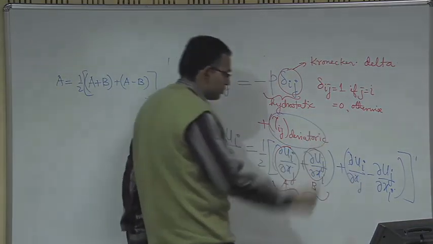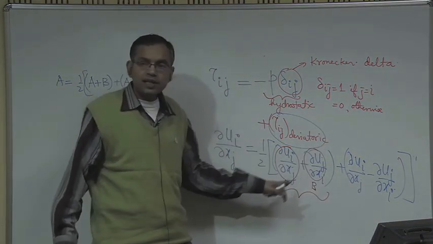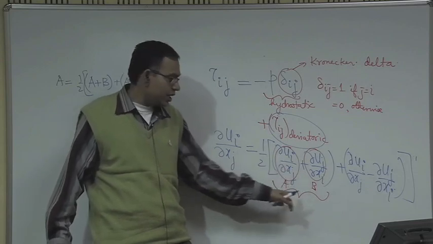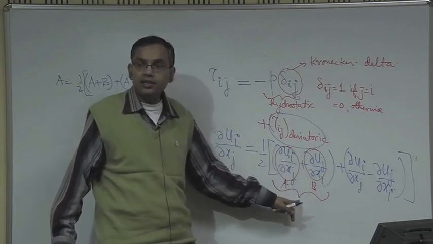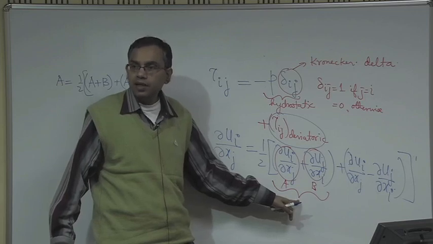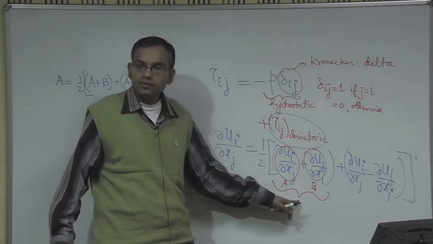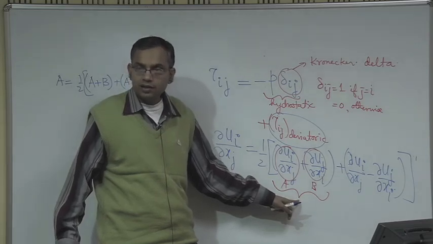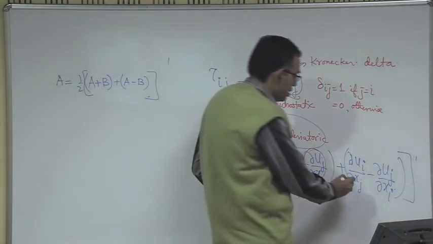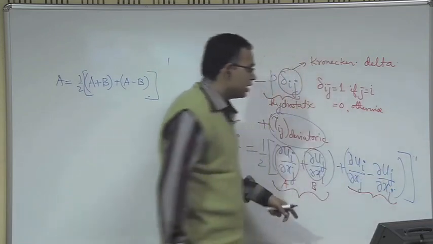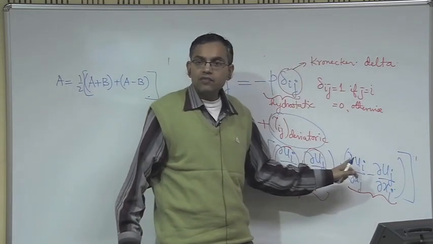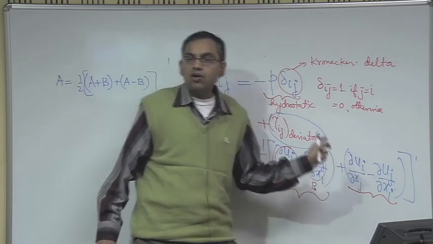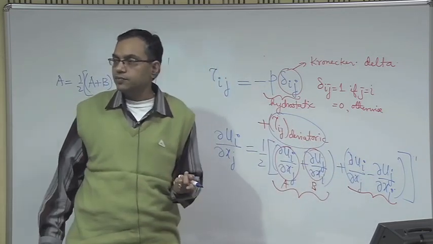This term remains the same if you swap i and j, right. The first term which I have shown by this curly bracket, this term remains the same if you swap i and j. Therefore, this is a symmetric tensor, right. On the other hand, the next term will become minus of this if you swap i and j. So, that is a skew symmetric tensor or an anti-symmetric tensor.